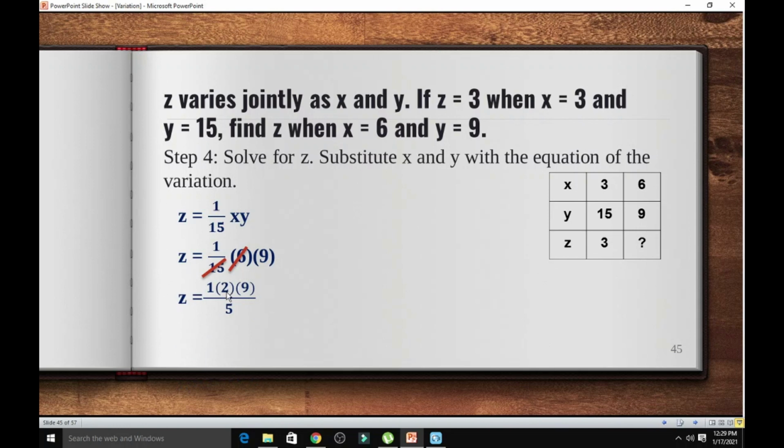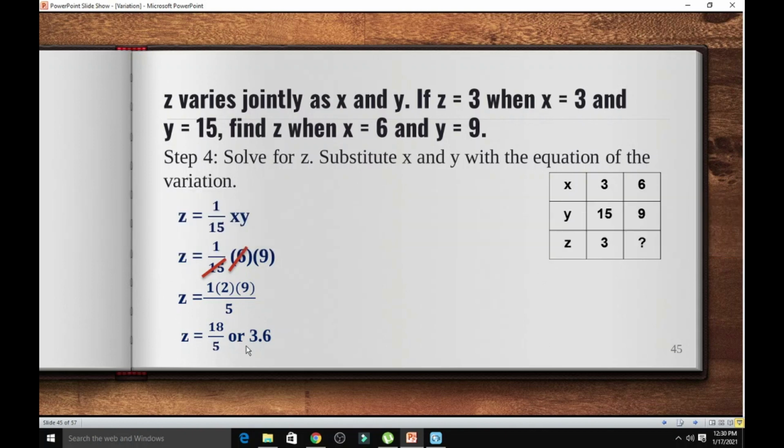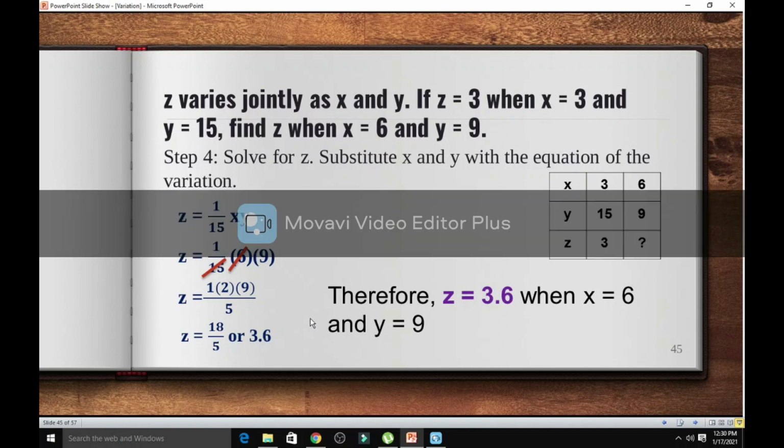Yung 6 natin magiging 2 na lang, and then copy 9, and then copy 1, and then yung 15 na naging 5 nasa denominator. So, simplify lang natin yung numerator. So, 1 times 2 times 9. The answer is 18. And then copy 5. So, 18 over 5, or simply 3.6. Therefore, the value of z is 3.6 when x is equal to 6 and y is equal to 9. Okay?